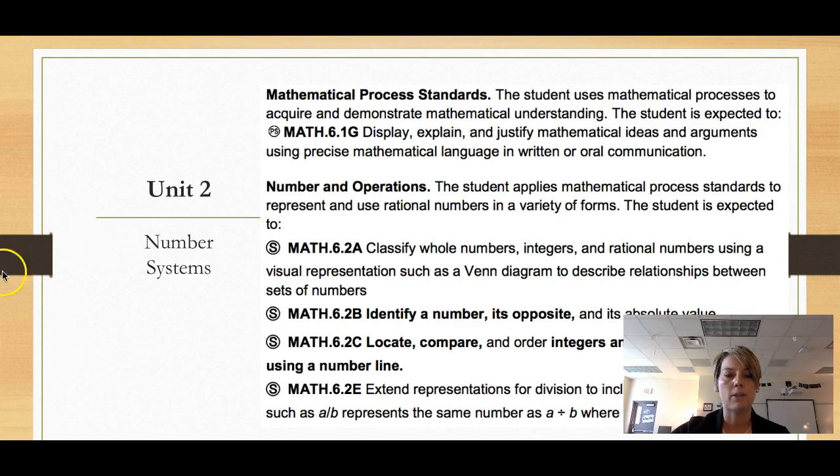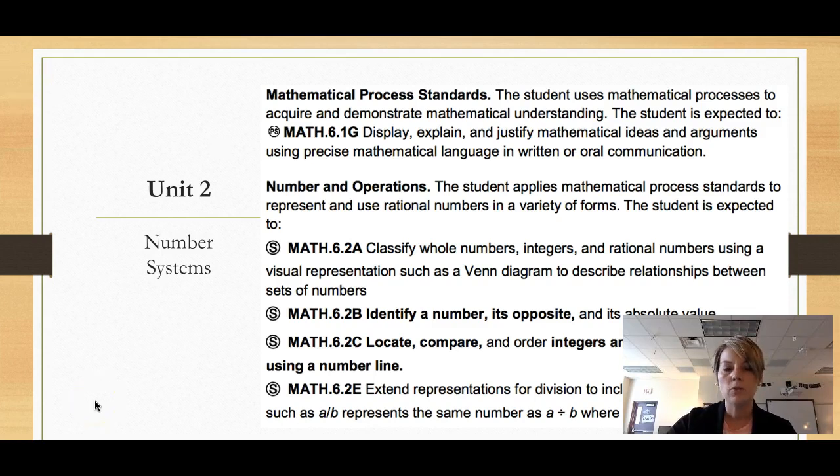You'll see our mathematical process standard at the top, display, explain, and justify mathematical ideas, and that goes on. And then you'll see the supporting standards for numbers and operations. So take a moment to look at that. Decide how you've taught that in the past. What did your instruction look like? How did you design this instruction? What resources did you use? Take some time to turn and talk to your group about how you implemented this unit in the past. Where did you start? Where did you end?